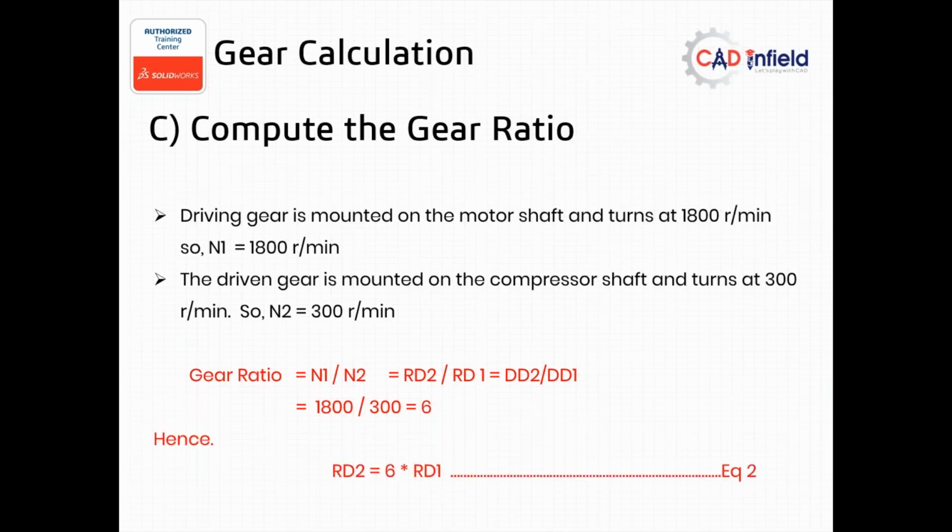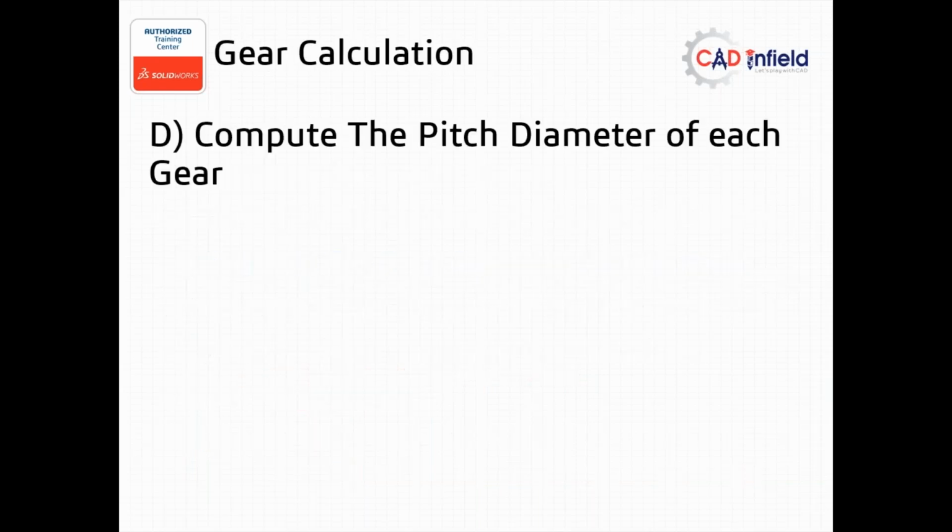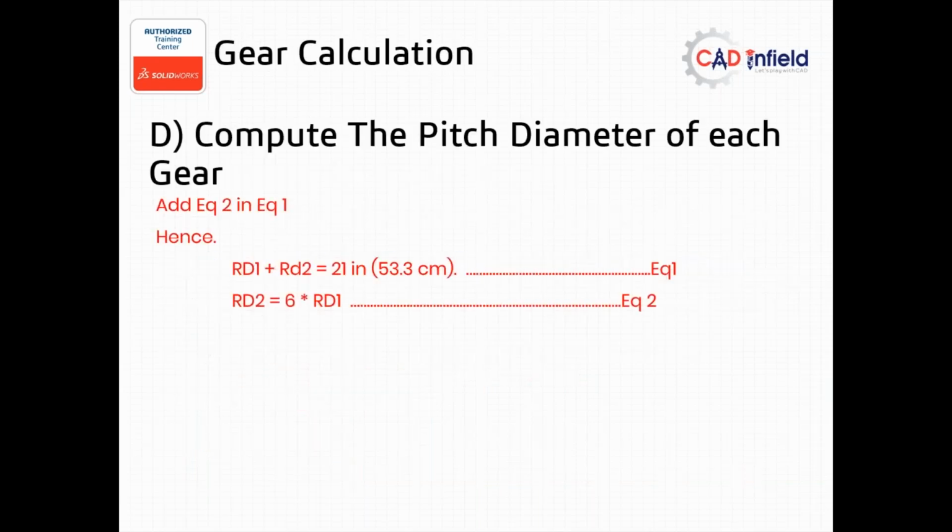So let us take one example. This is pure mathematics. One equation we have: RD1 plus RD2 equal to 21 inch, that is 53.3 centimeter. The second equation we have: RD2 is equal to 6 into RD1. We have two equations. Let us compute the pitch circle. The first equation is RD1 plus RD2 equal to 21 inch, and the second equation is RD2 equal to 6 into RD1. You know this mathematics very well.